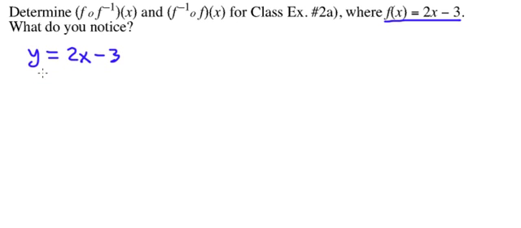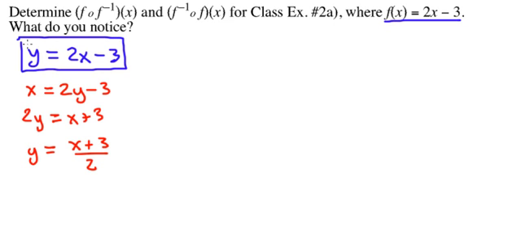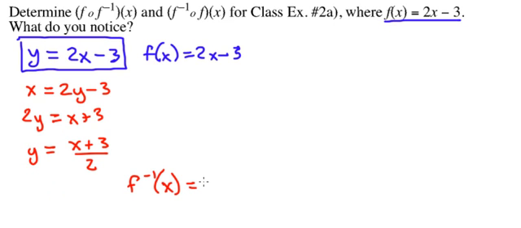The inverse happens when we swap x and y, so we get x equals 2y minus 3, which becomes 2y equals x plus 3, which becomes y equals (x plus 3) over 2. So here is our original function. Actually, I'll rewrite that. Our original function is 2x minus 3. And now that I've done the x and y swap, I can change this back and say f inverse of x is (x plus 3) over 2.